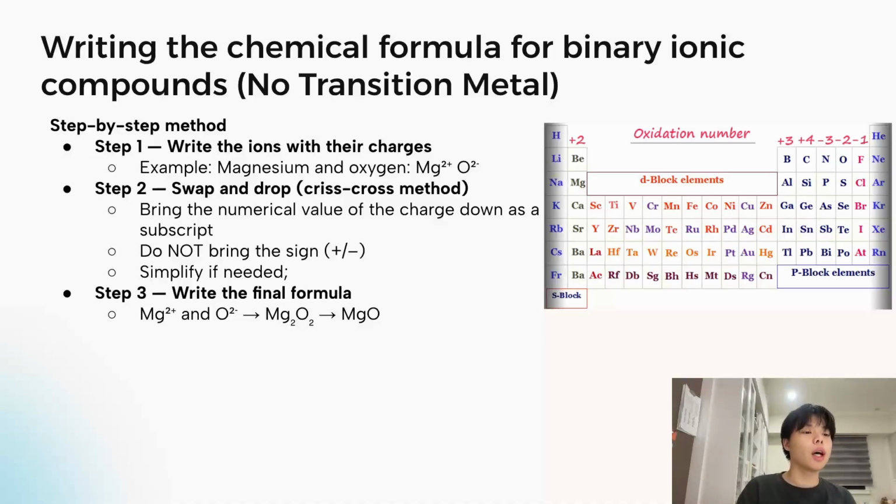Step 2 of the method will be swap and drop. In some other textbooks, it might be referred to as the crisscross method. So you bring the numeral value of the charge down as a subscript. You do not bring the sign.